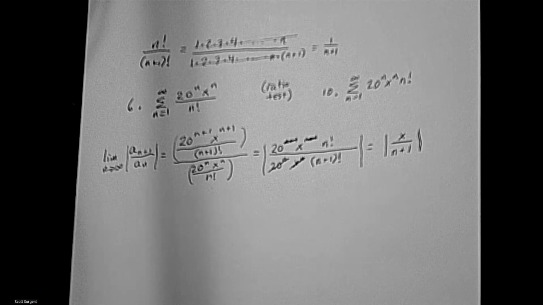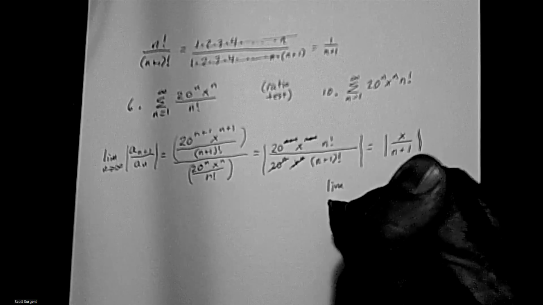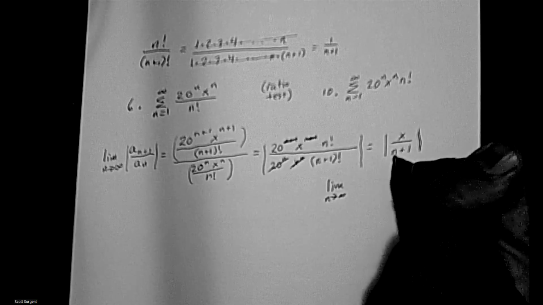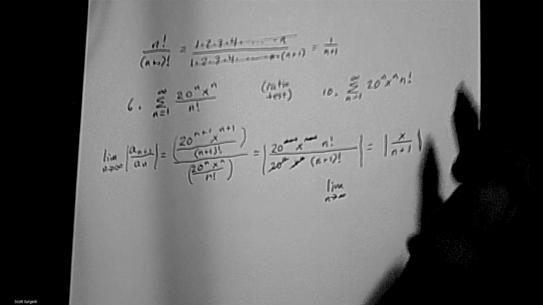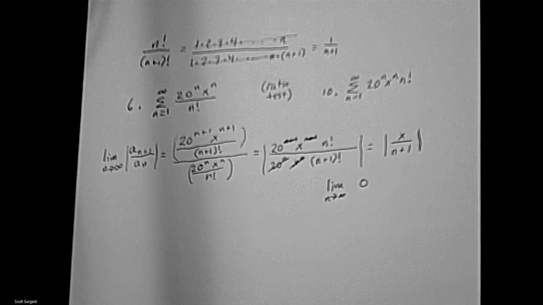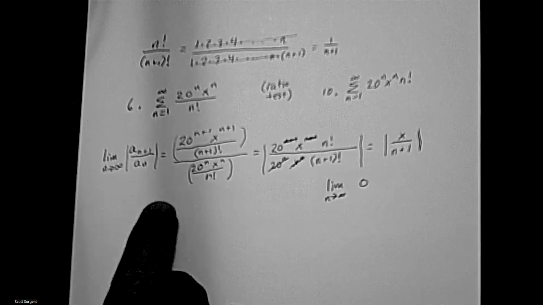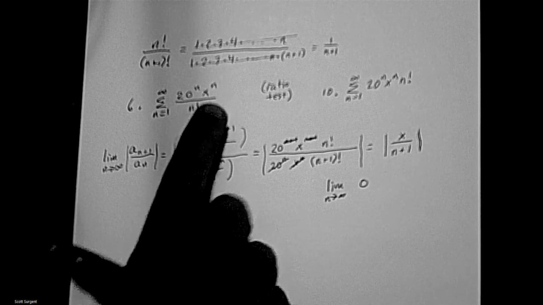And that's it. So we take the limit as n goes to infinity. And in this case, the bottom outgrows any top. So the limit is going to be 0. And that's actually good news. This tells us that this series is actually convergent for all x.